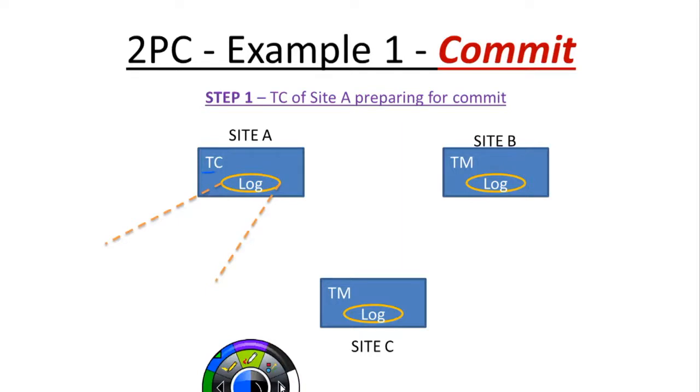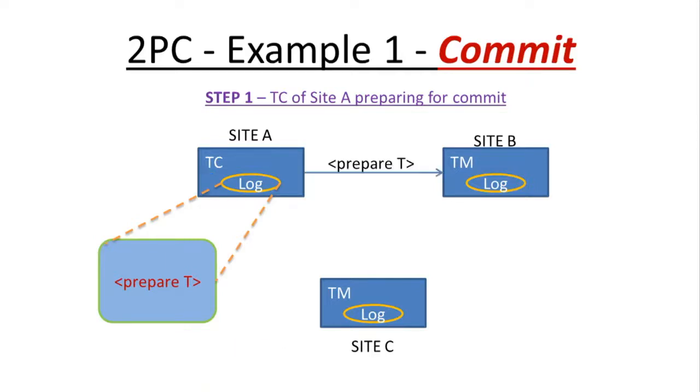First, site A writes a prepare T message in its log file. Then it sends the prepare T message to all the participating sites. So first it writes the log file with a prepare T message, then sends a prepare T message to all the participating sites.